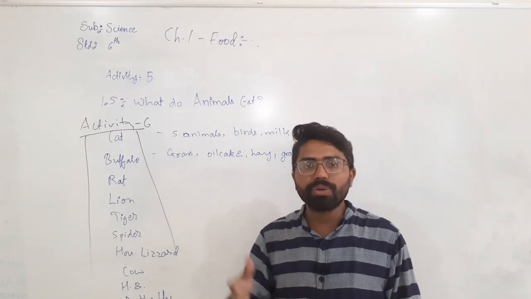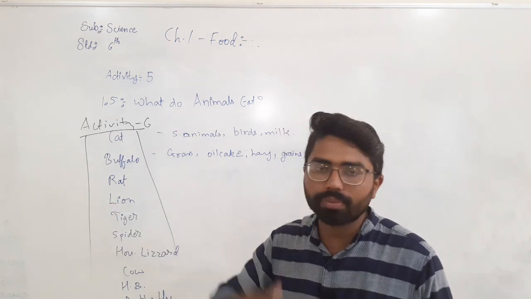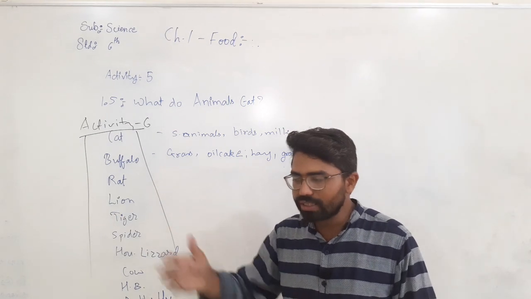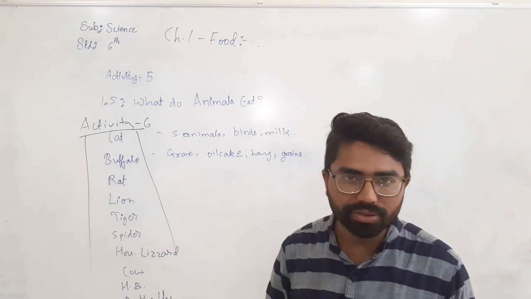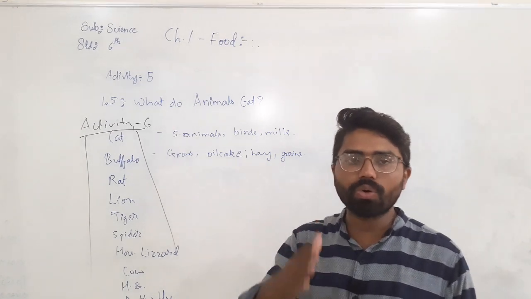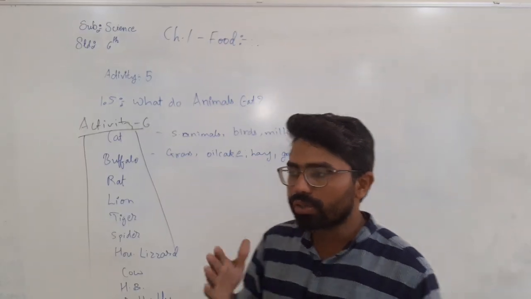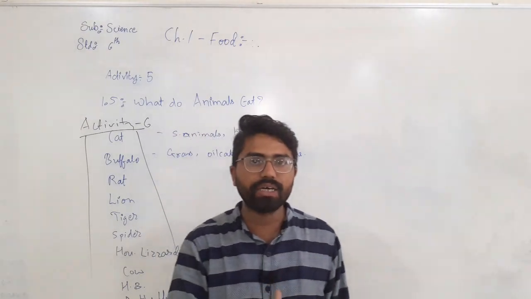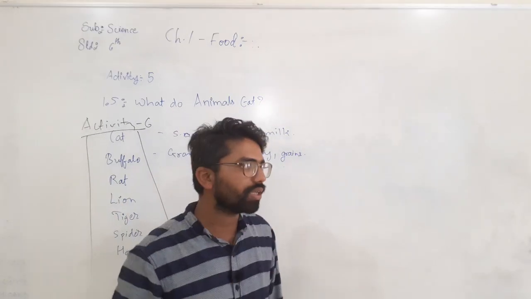Okay, and herbivorous, the animal which depends on plants. Okay, which depends on plants, they are known as herbivorous animals. And omnivorous. Okay, all the animals or humans which depend on both animals and plants are known as omnivorous.